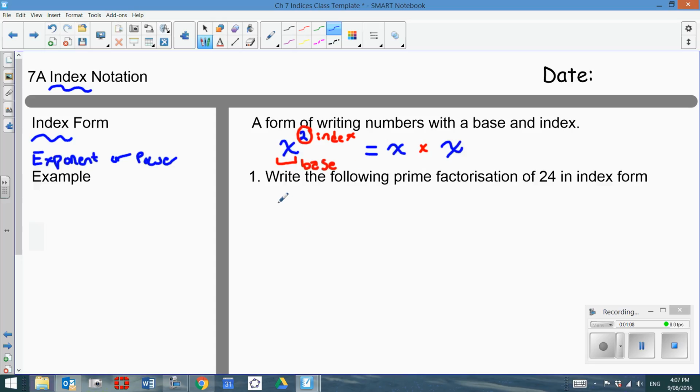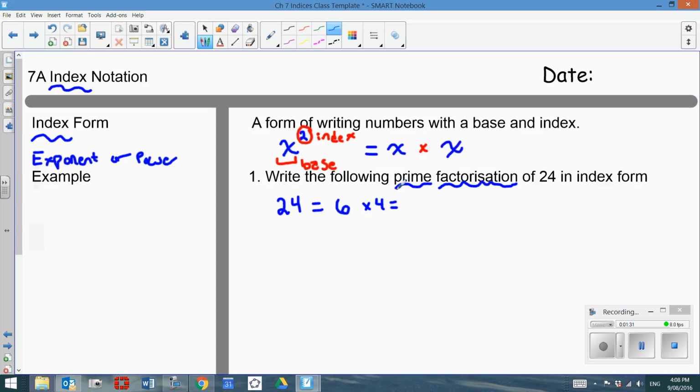So for example, if we were going to write the number 24 with index notation, what you might be asked to do is write down the prime factorization. Factorization means to multiply. So I'm trying to think of what numbers multiply to make 24. I might start by saying, well, I know 6 times 4 makes 24.